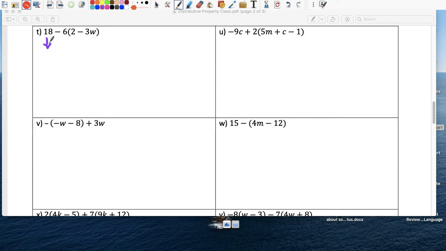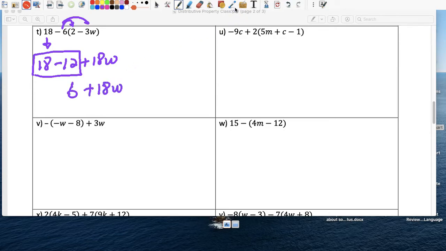Again, 18 just stays here. Negative 6 and 2 is negative 12. Negative 6 and negative 3 is positive 18w. We can combine these two. 18 minus 12 is 6, and then plus 18w. Three properties here.